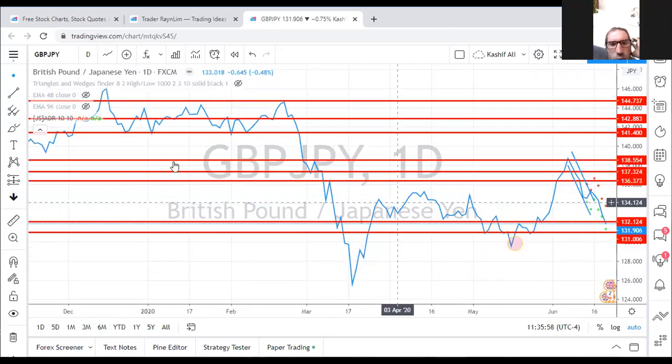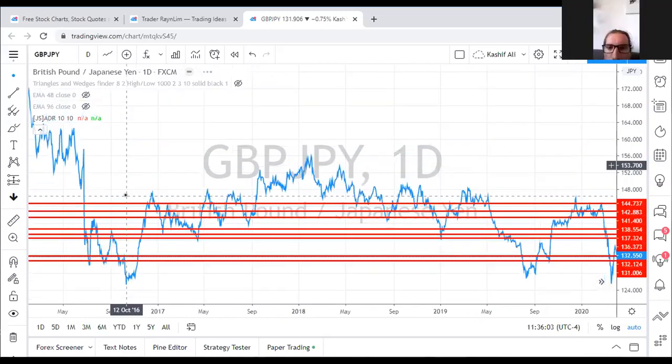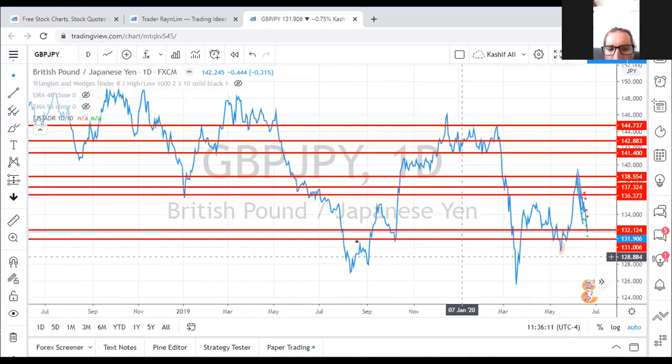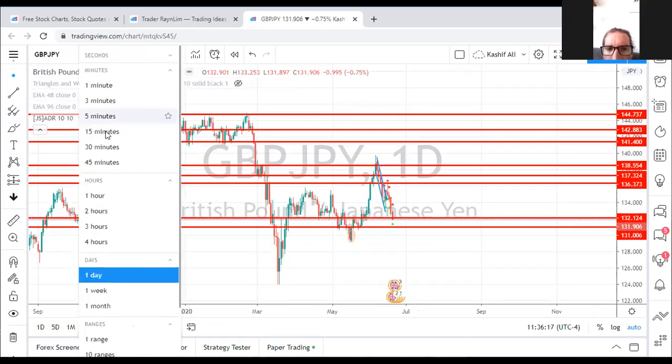So first, always you have to look at the whole bigger picture, not just the 1 hour or 2 hour, look at the whole picture. Once you have put all the daily and daily resistance and everything, then you switch it back to the candlestick and to the 15 minutes for the formation.